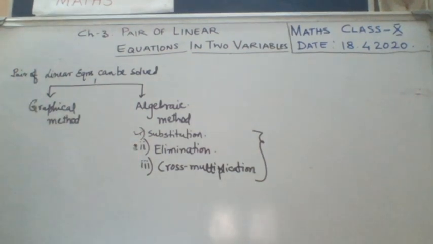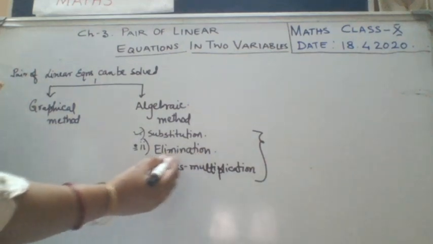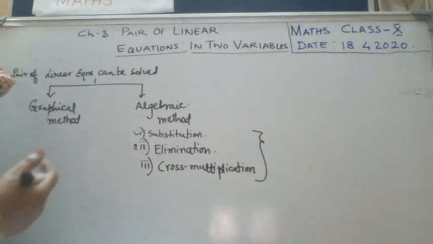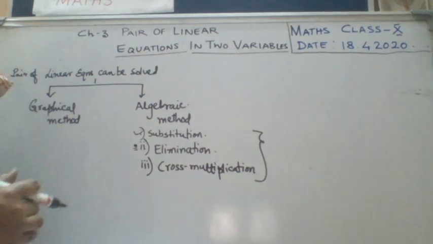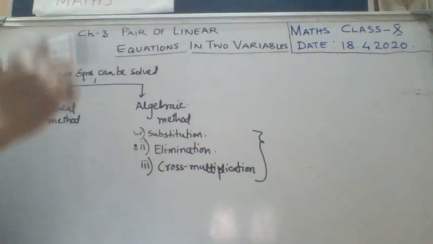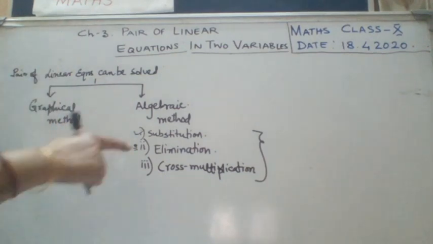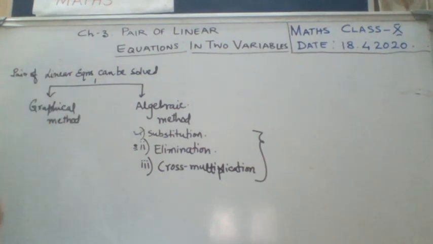For elimination method, let us see this name elimination. Elimination means to remove, to move away, or you can say to vanish one of the variables in order to get the value of the other variable. So let us see what exactly is the meaning of elimination method in solving of pair of linear equations in two variables. Let us take one example.